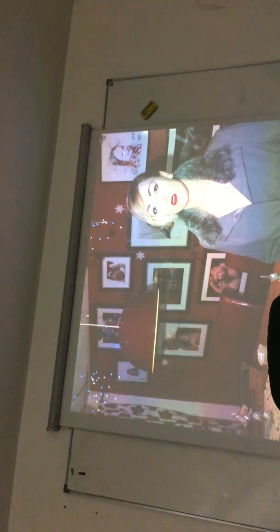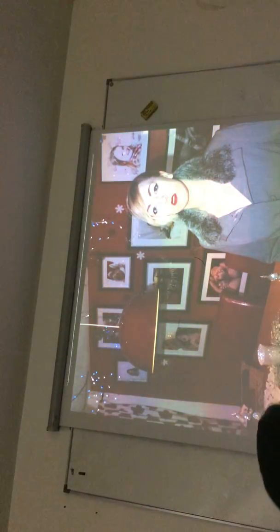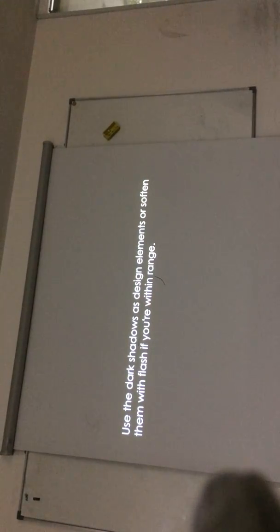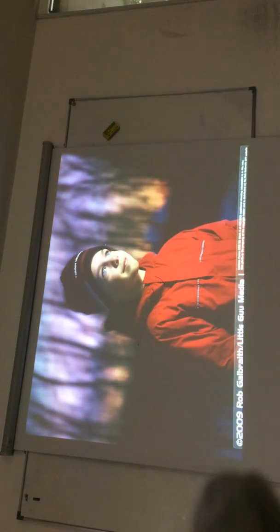This is not the first one, right? Yeah. So don't use hard light, please. Hard light is only used by amateurs. You guys don't do it. So whenever you need to use it, put paper on the lens. Use a dark shadow as a design element, or soften it with flash if you are within the range. For example, like this. Diffuse it.